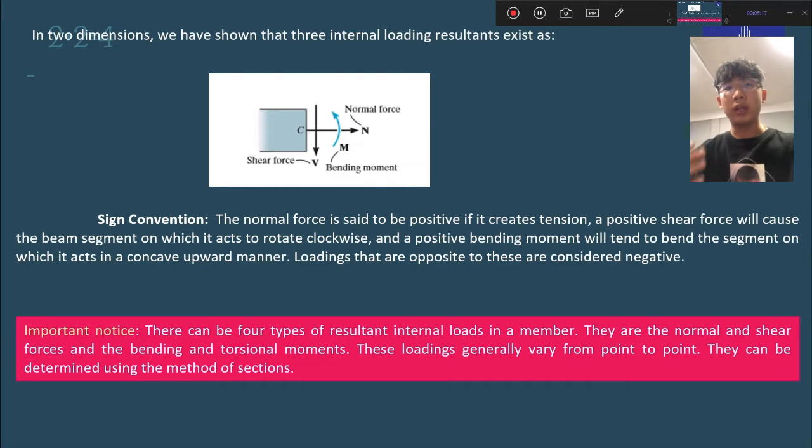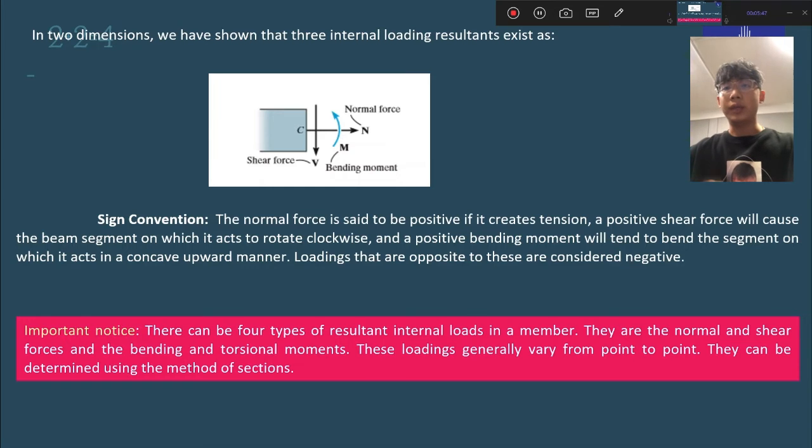There is also an important notice that we should look at. It is said that there can be four types of resultant internal loads in a member. They are the normal and the shear forces and the bending and the torsional moments. These loadings generally vary from point to point. They can be determined using the method of sections.